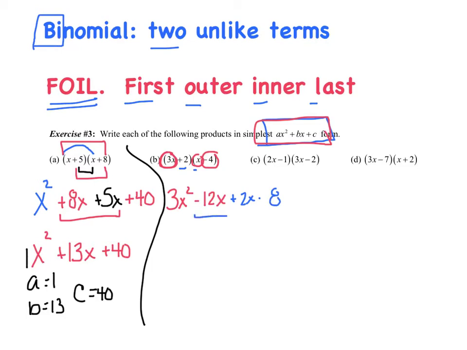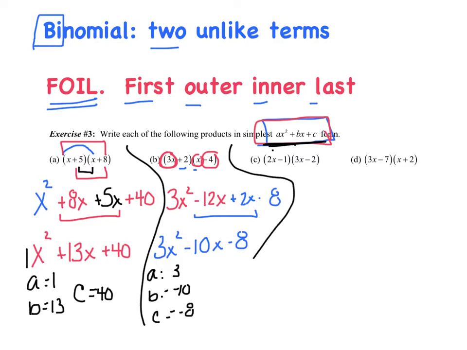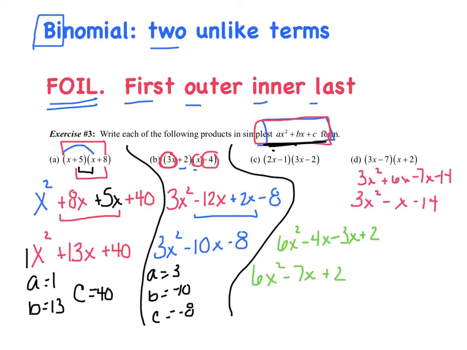So again, my inner terms should go together. So that's 3x squared minus 10x minus 8. And again, my a value is the 3, my b value is the negative 10, and my c value is negative 8. And that's just based off this, ax squared plus bx plus c. So likewise, why don't you pause it, try c and d and see if we get the same answers. So hopefully yours matched with mine. Here's my first answer to C and my answer to D as well.